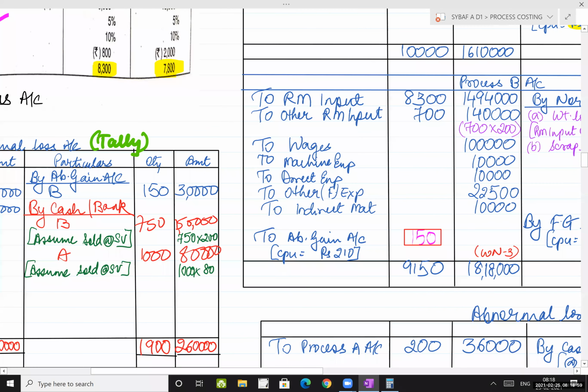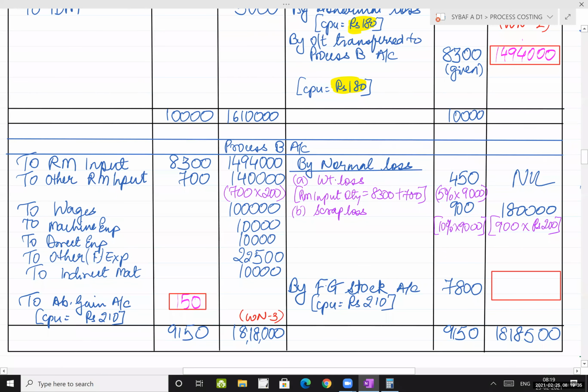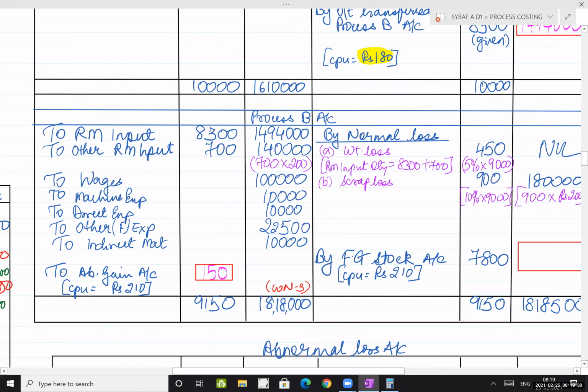See, I'll show it to you. Here in the question, see this output 7,800. And this is the last process. तो last process में क्या होता है? Finished goods मिल जाता है, correct? तो the output is always transferred to finished goods stock account. वैसे भी in the first line it is written product of a manufacturing concern passes through process A and B and then to finished goods stock account. समझ में आया? Is this clear to everyone? Why this will not go to process B stock account? Because this was the last process.